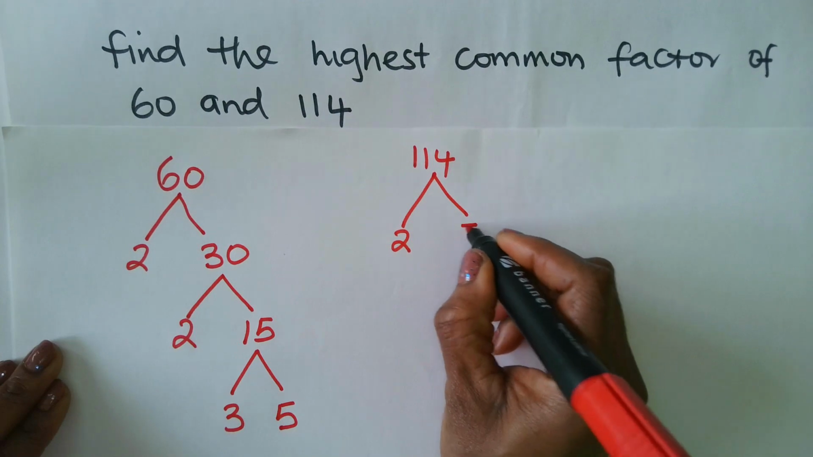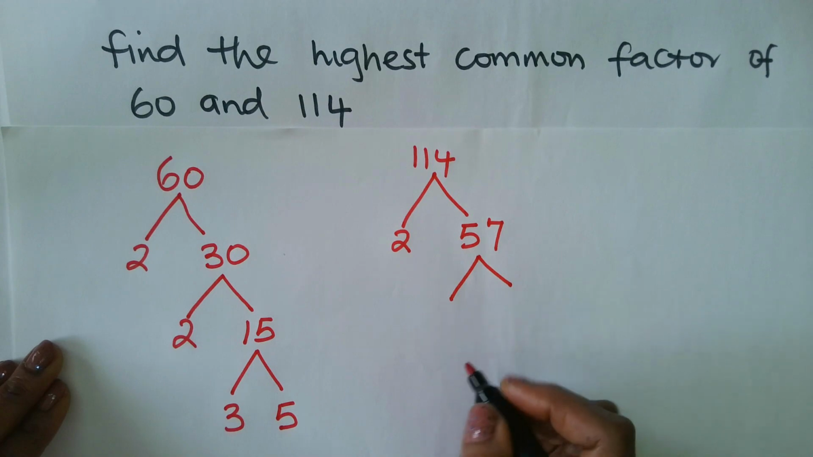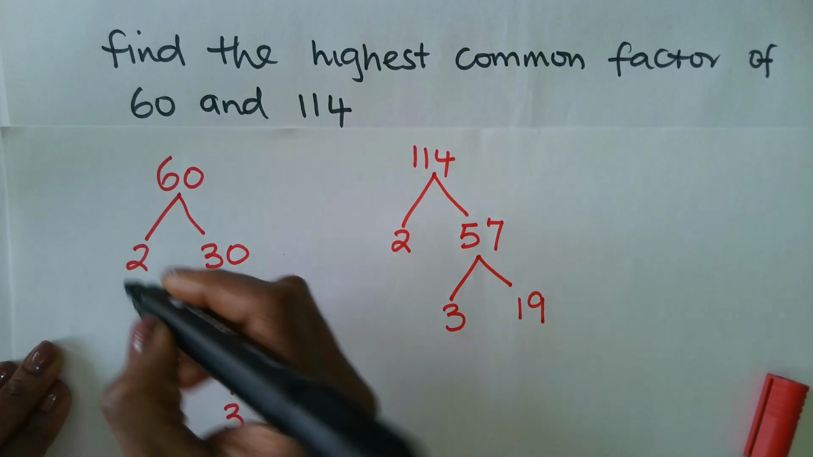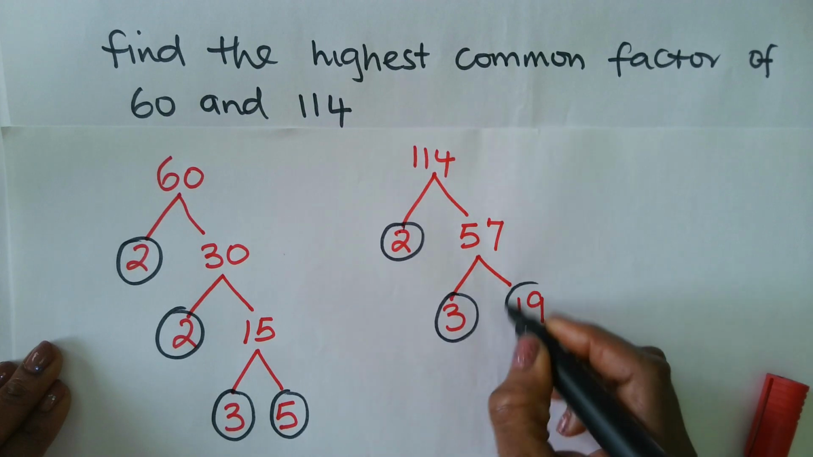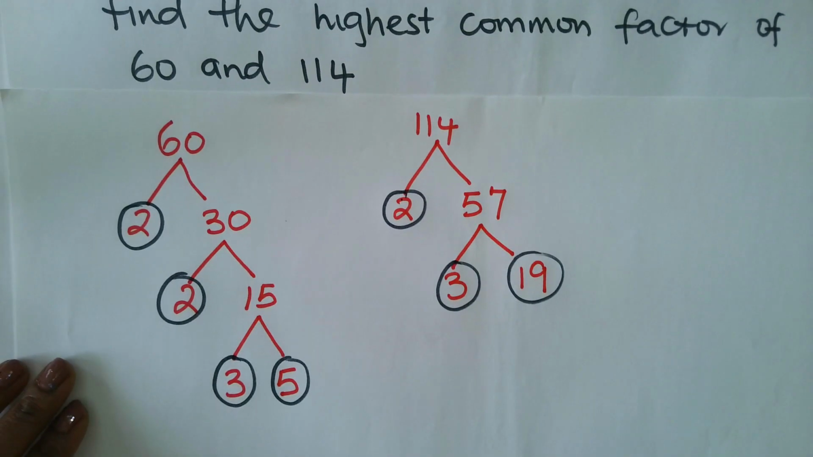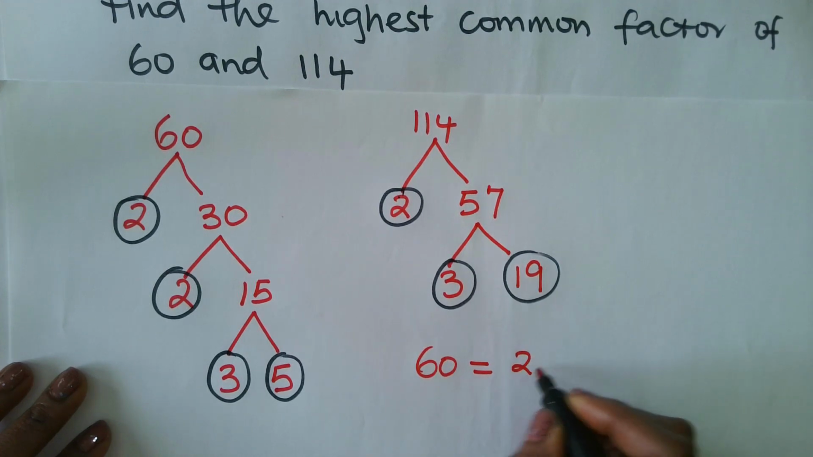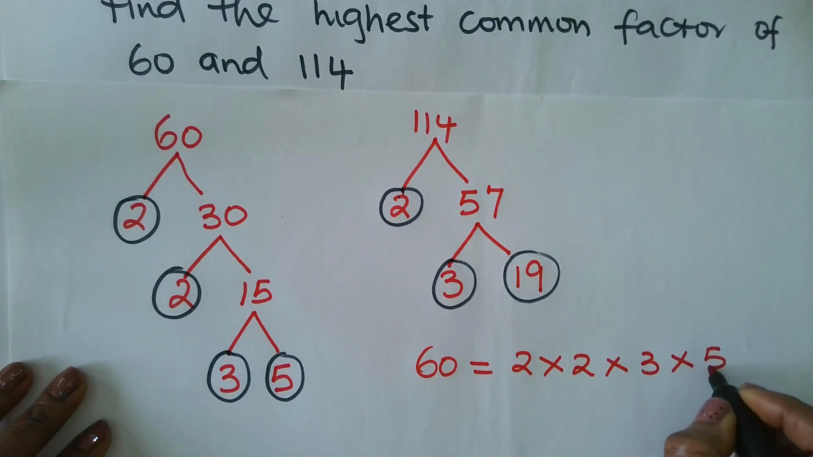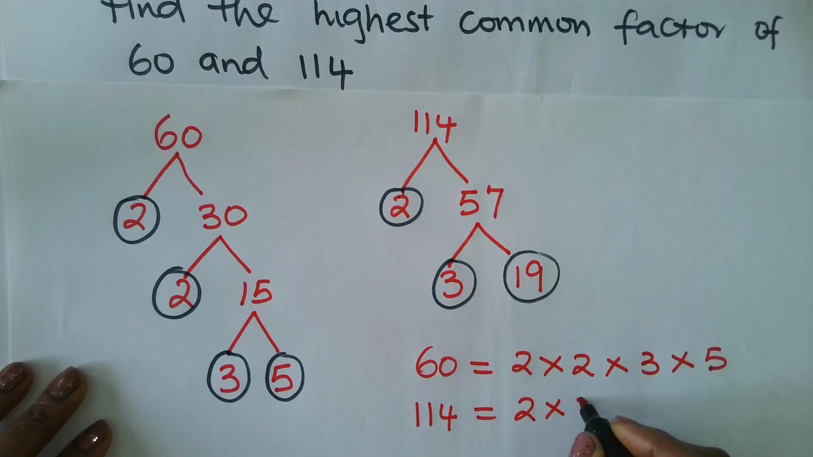Now we do 114: 2 and 57. Now 2 cannot go into 57, so we're going to look at 3 and then 19. We're going to circle the prime numbers. So the next thing we're going to do will be to arrange them. So we've got 60 is equal to 2 times 2 times 3 times 5. Now we look at 114, 2 times 3 times 19.